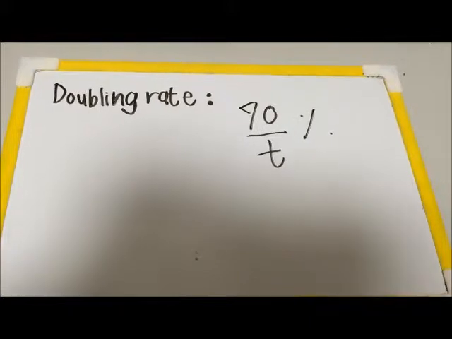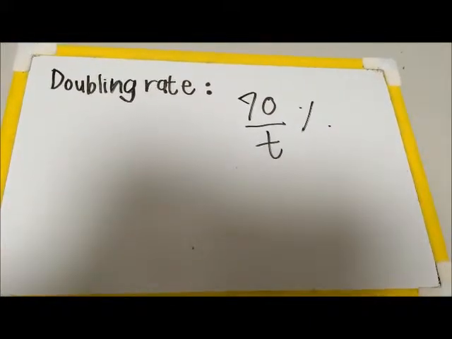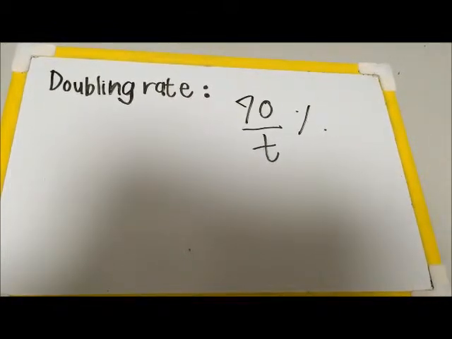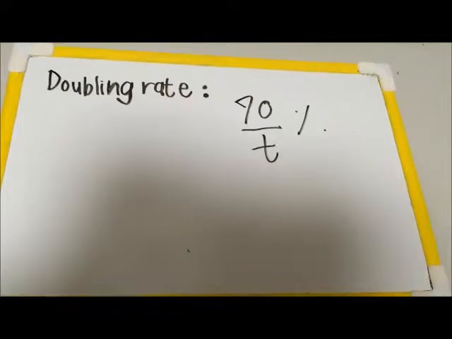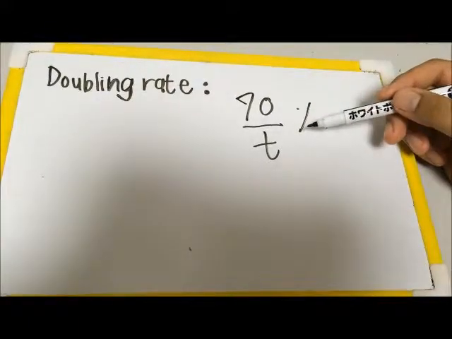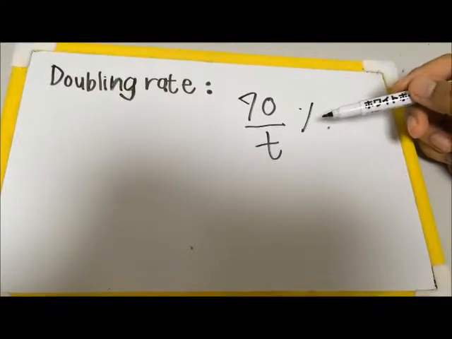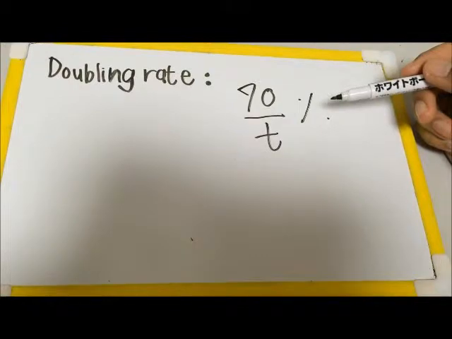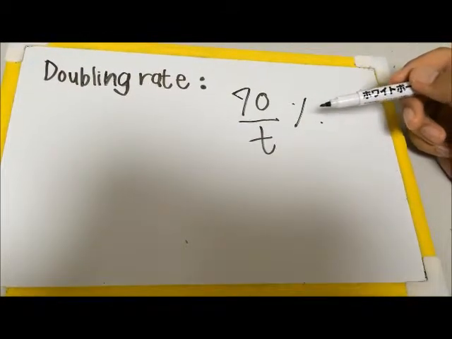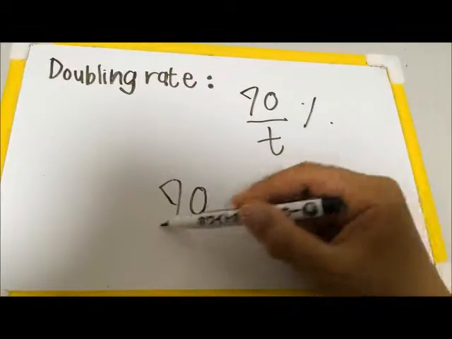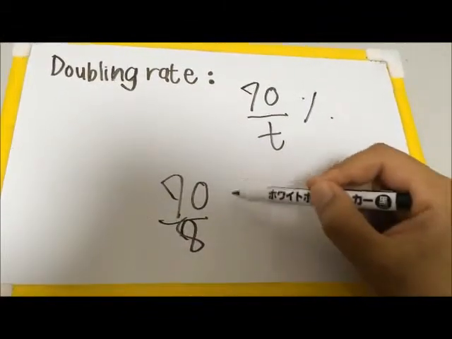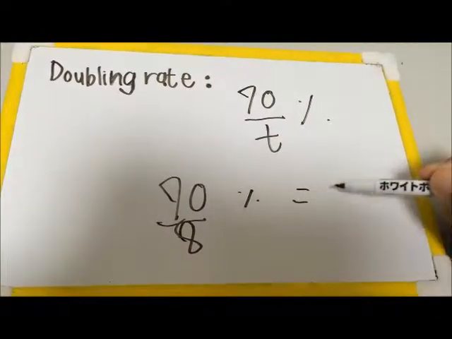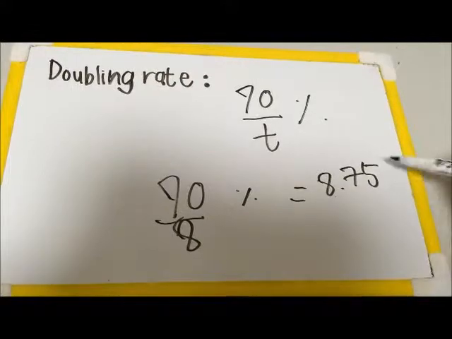Coming to the last point, doubling rate. Doubling rate is the annual interest rate needed for money to double in T years, which with continuous compounding is approximately 70 divided by T%. For example, this formula shows that for money to double in 8 years when compounded continuously requires about 70 divided by 8% annual interest, which equals 8.75%.